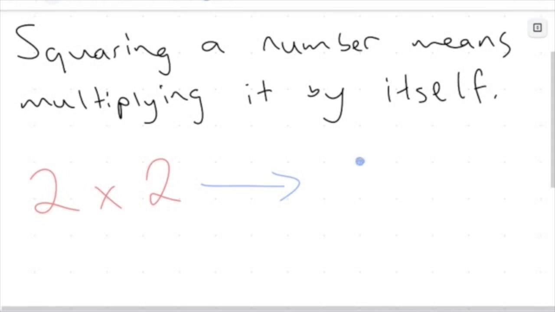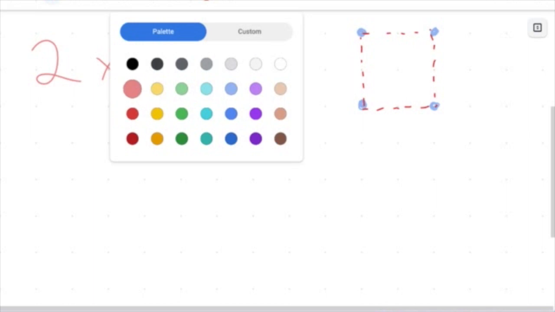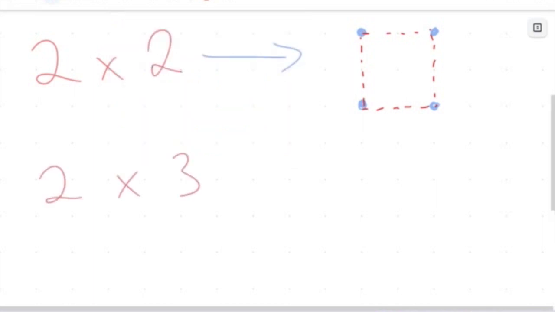So I have my 2 blue circles here, and I'm just going to take one more group of that. So I'm going to write the same thing just over here. Now, what does this shape look like? Well, to me, that kind of looks like a square. Here, here, and here. So when we multiply a number by itself, if we try to visualize this with how I've done here, it makes a square.